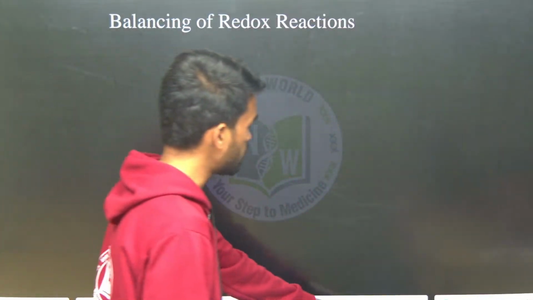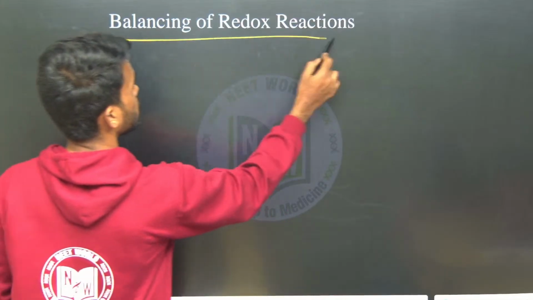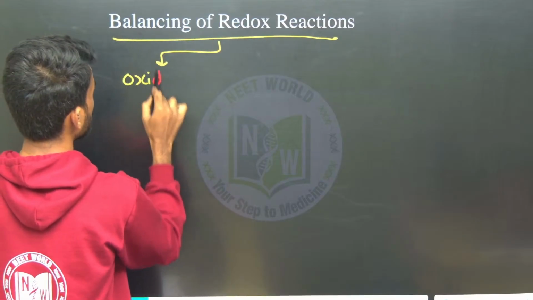Next, balancing of redox reactions. Here we have two methods for balancing redox reactions: the oxidation number method and the ion electron method.